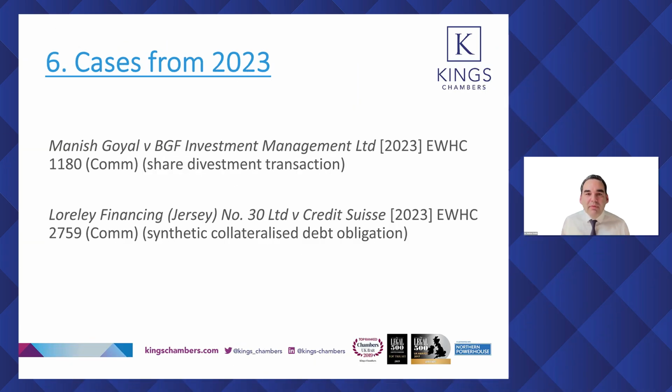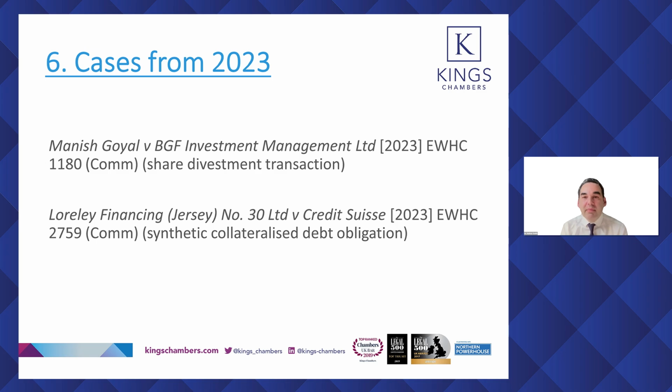So, moving forward again then, further claims from 2023. Well, the problem with implied representations was highlighted again in a recent case. This is the Manish Goyal and BGF Investments Management Limited case. I think it says BFG on the slide. Anyway, it was a decision handed down by Mr Justice Butcher on 26th of May.